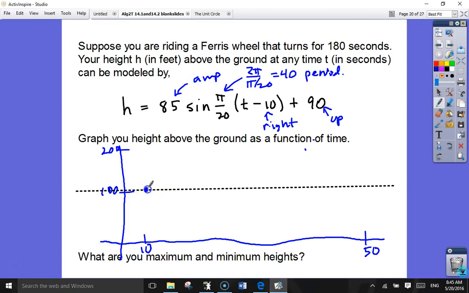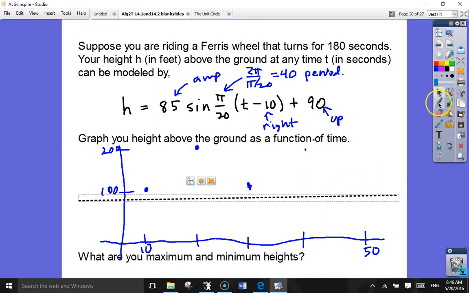Starts at 0 here. I should mark some tick marks on here. It goes up to its maximum, goes down to 0, goes down to its minimum. Oh, I did that wrong. What did I do wrong in that? It's up 90, not 100. So I ought to show it more like that. Okay, so it starts here at 90.